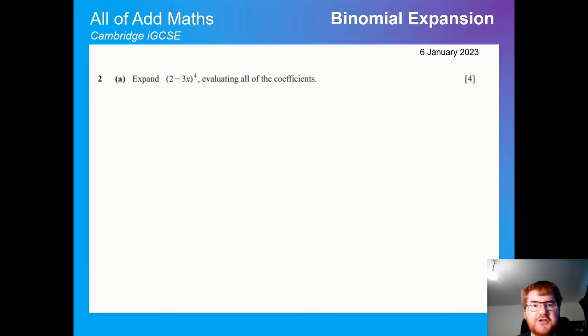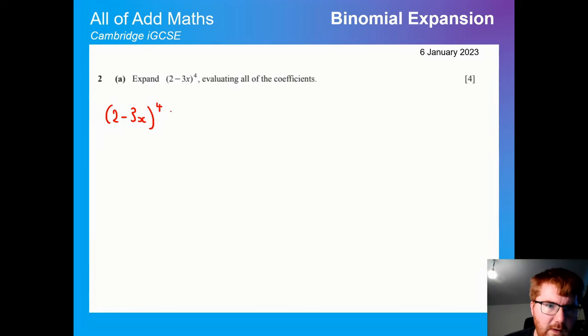Right, on to this question, which is a bit more straightforward, a bit more typical. So first of all, they want us to expand this out, so in full. The way that we're going to do that, first of all, the first term is always easy. The first and last terms are easy. So we just do 2 to the power of 4. Now we start bringing in this C notation.